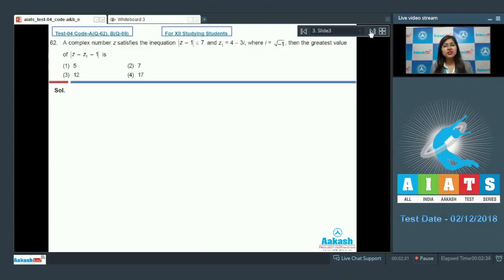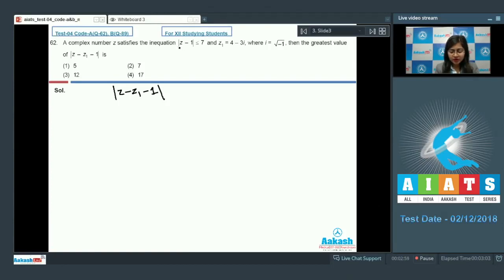Next is question number 62, that is, a complex number z satisfies the inequation mod z minus 1 less than or equal to 7 and z1 is equal to 4 minus 3 iota, where iota is equal to root of minus 1, then the greatest value of modulus z minus z1 minus 1 is. Now to find the greatest value of z minus z1 minus 1.